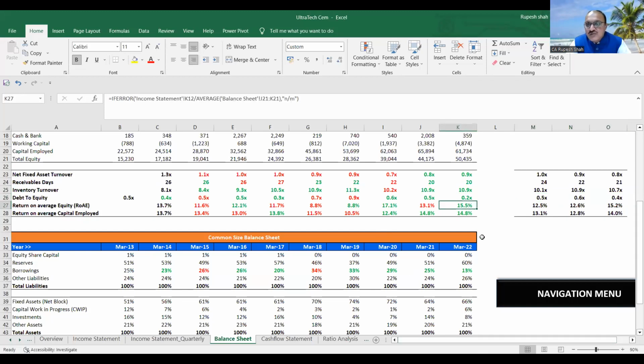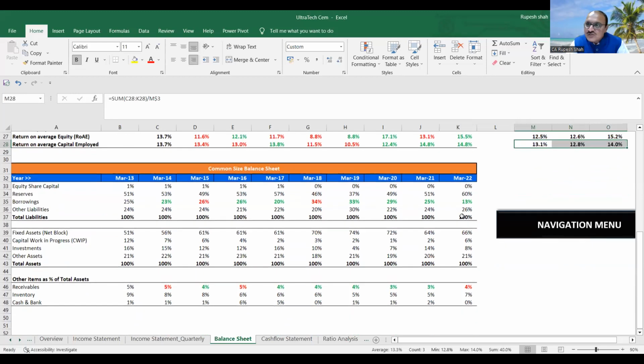Then return on average equity 15%, very good sign. 14.8, okay, close to 15. So this is also reasonably good. And the long-term average also, if you see, okay, decent. Of course, this is less than 15, but not that far down. So on the performance side also, this looks very good.